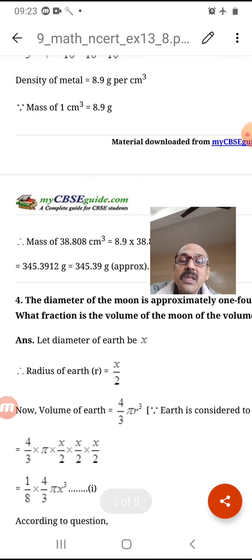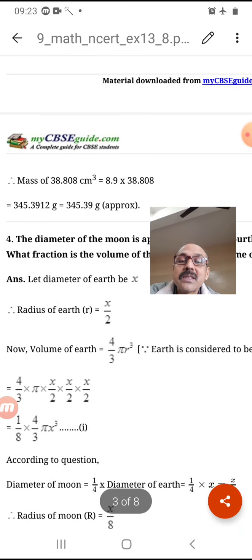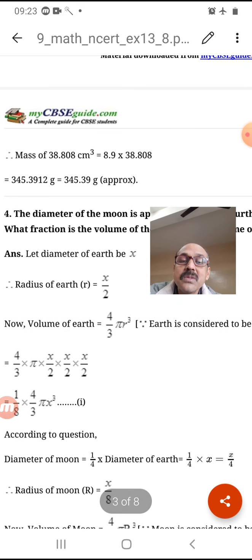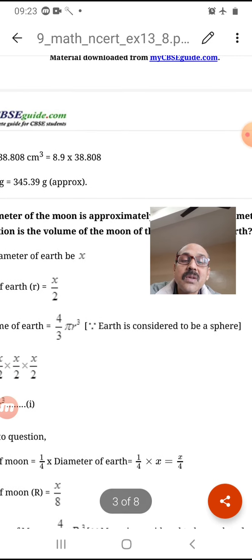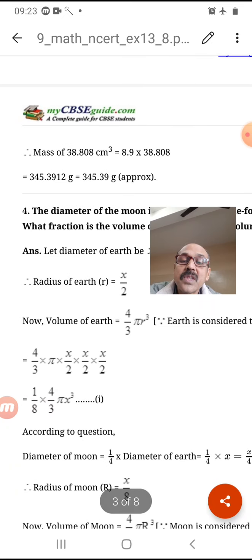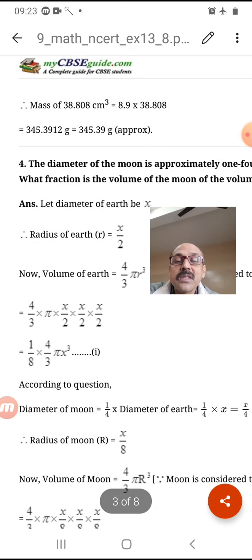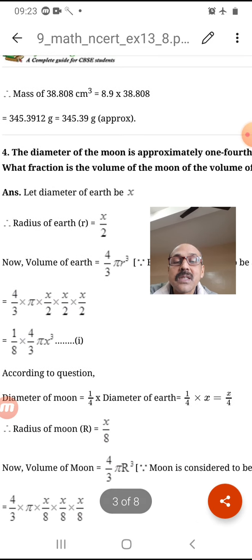So if the diameter of the earth is x, the radius is x by 2, and the volume of the earth is 4 by 3 pi r cube, since the earth is considered to be a sphere. So 4 by 3 pi, and the radius of the earth is x by 2, so x by 2 into x by 2 into x by 2, that is 1 by 8 into 4 by 3 pi x cube.